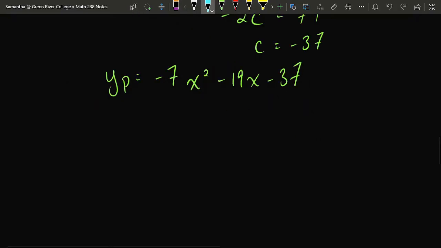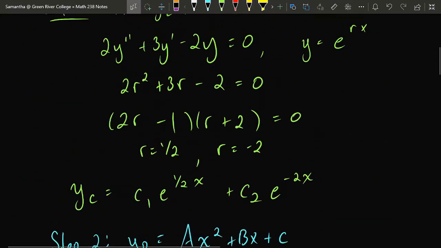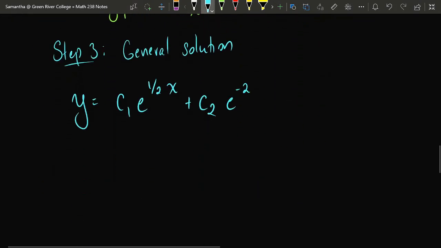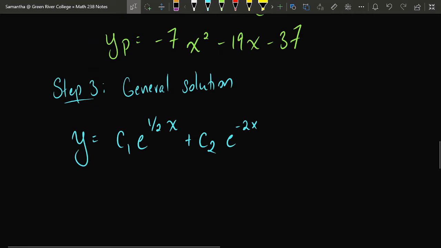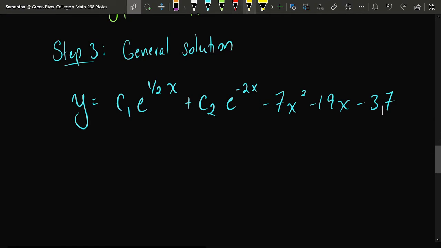In step number 3, assemble our general solution, which has the form y equals c1 e to the 1/2 x plus c2 e to the negative 2x. That was our complementary function. And now we find that our particular solution has the form negative 7x squared minus 19x minus 37. Now, if we had just been asked to solve the ODE, we would be done as of step number 3.